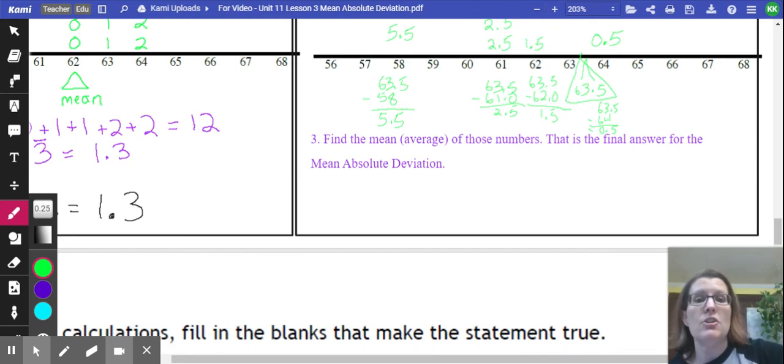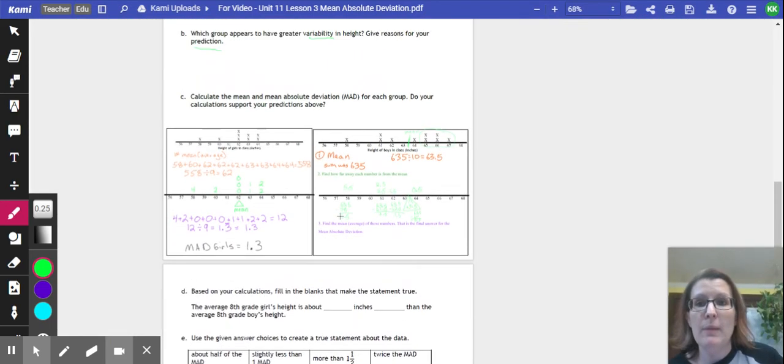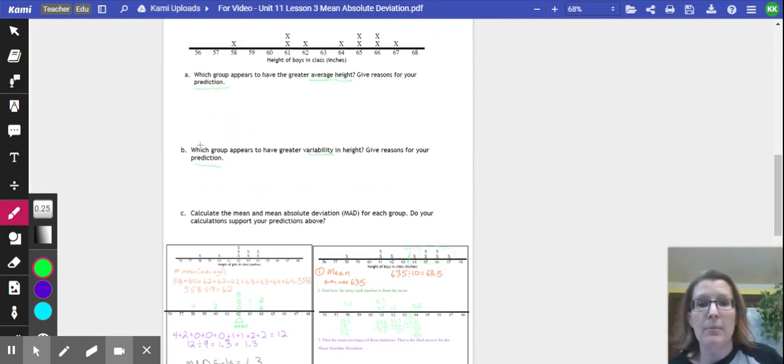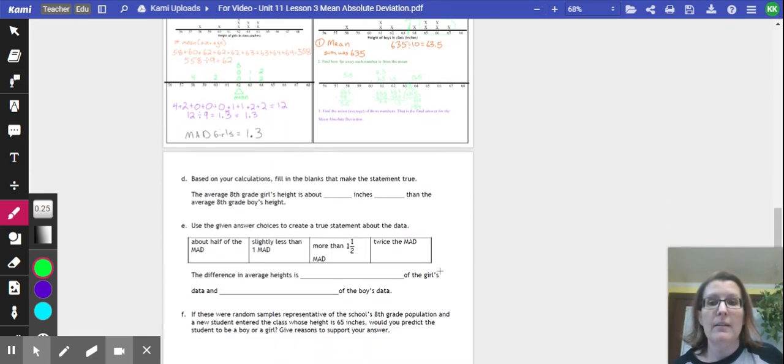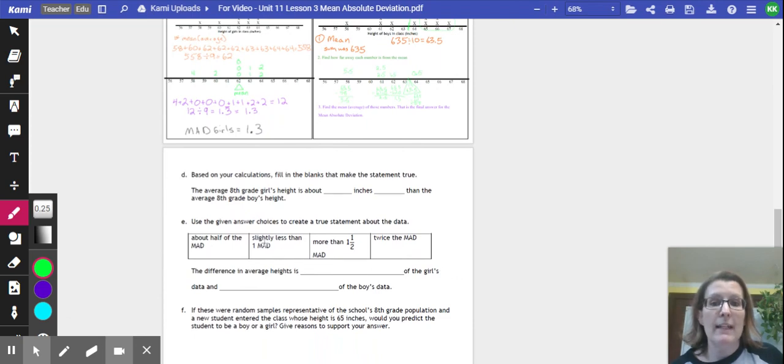Then go back and check your predictions. So you made predictions in part A and part B. See if your predictions about the average, we can find the average right now. Check your predictions about the average height and check your predictions about the variability. Which one was spread out more, the girls' values or the boys' values? Then you do not have part E, but you do have part D and part F. Try part D and part F and then turn in your CAMI document.